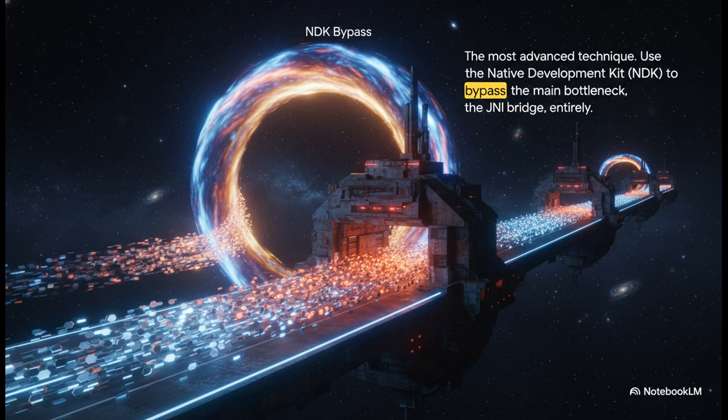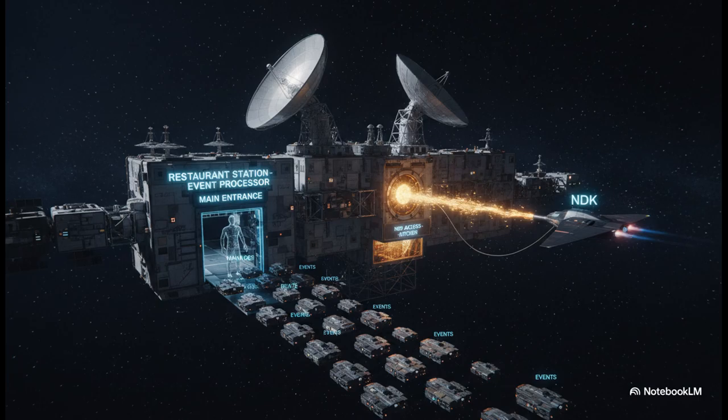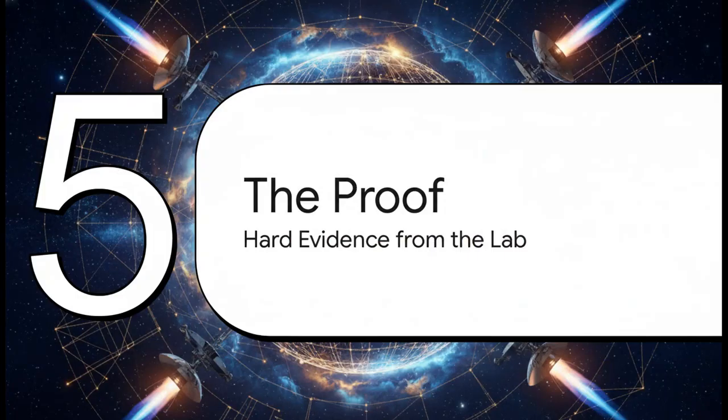And this brings us to level 4, the most advanced technique of them all. And the philosophy here is simple. We're going to cheat. In a good way, of course. We are going to pull off a heist to bypass our main bottleneck, that JNI bridge, completely. So instead of patiently waiting for the Java system to deliver the touch event across that slow JNI bridge, we use something called the Native Development Kit, or NDK, to go straight to the source. We're basically sneaking in through the kitchen's back door and grabbing the event directly from the native Android system. This move completely eliminates that JNI toll booth from the critical input path. It's gone.